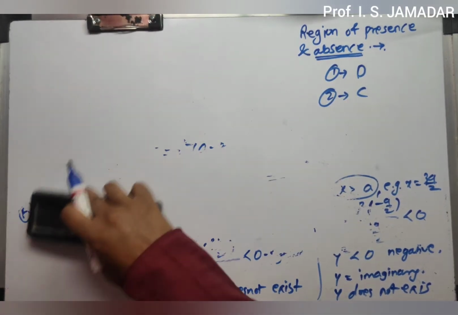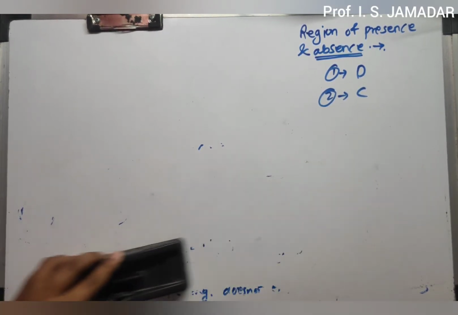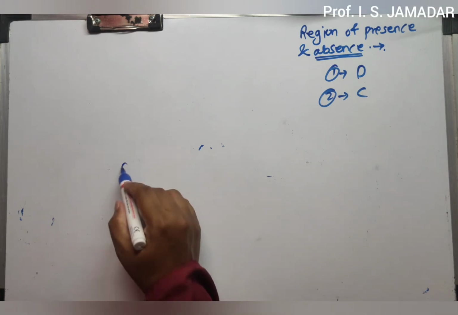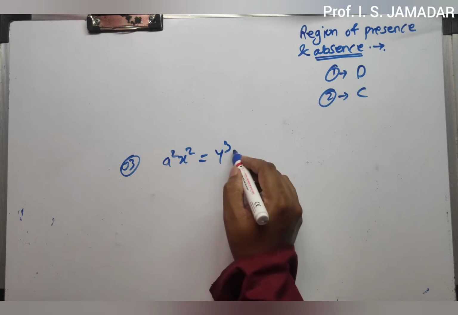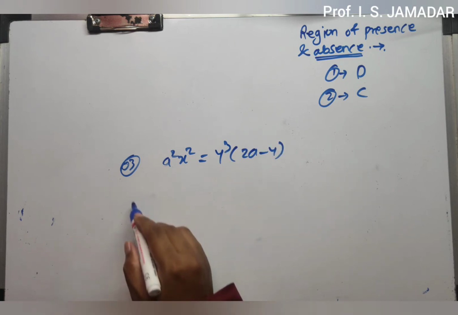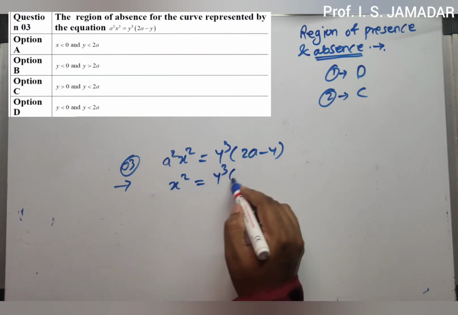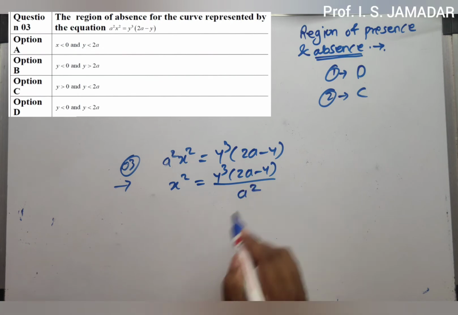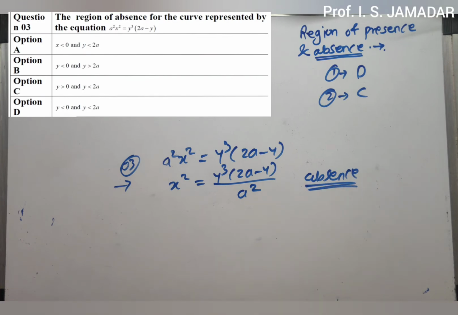Now let us move to question number 3. What is question number 3? The region of absence for the curve a square x square is equal to y cube into 2a minus y. Now here it is easy to write x square in the form of y. So x square is equal to y cube into 2a minus y divided by a square. The question is about the absence, for which values the curve is absent. Okay, so let us check option A.